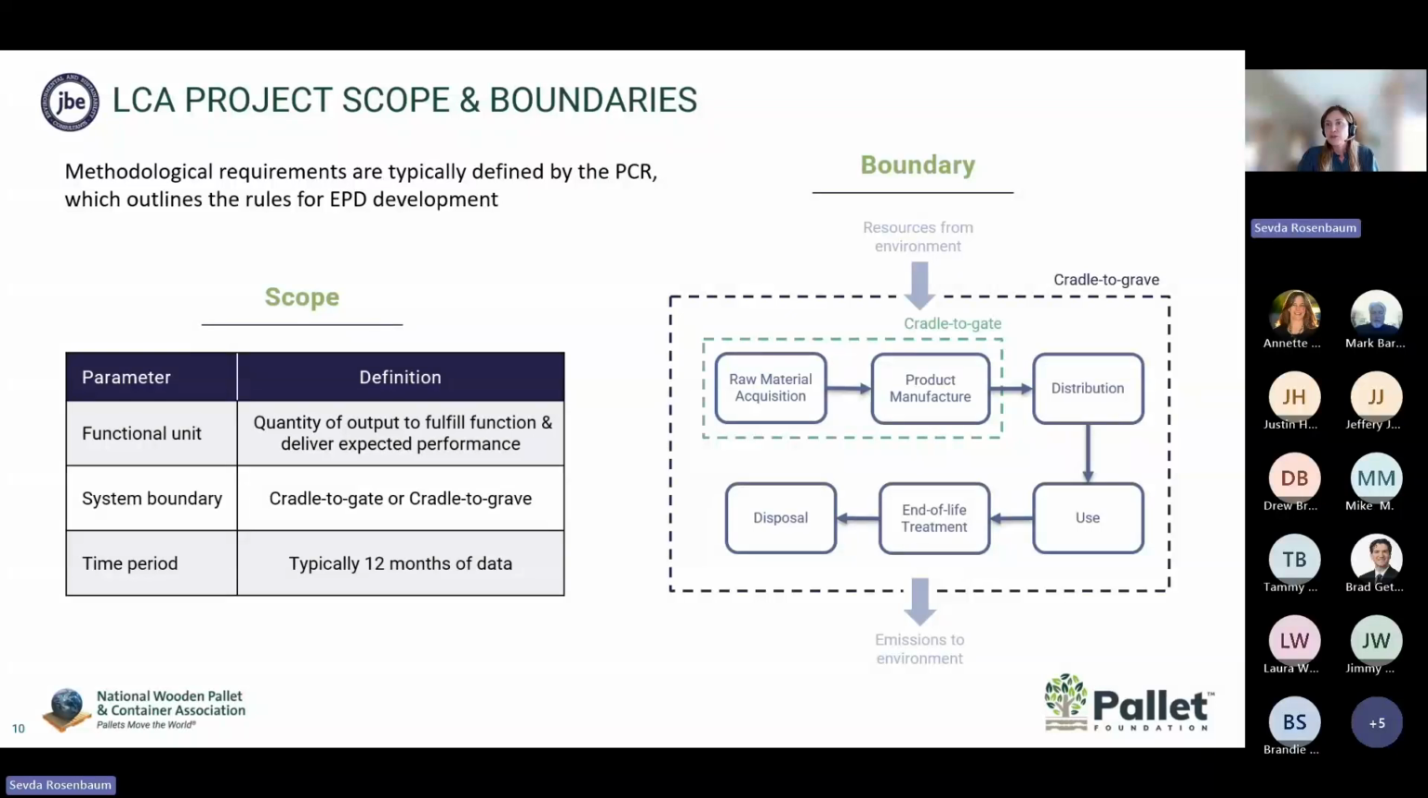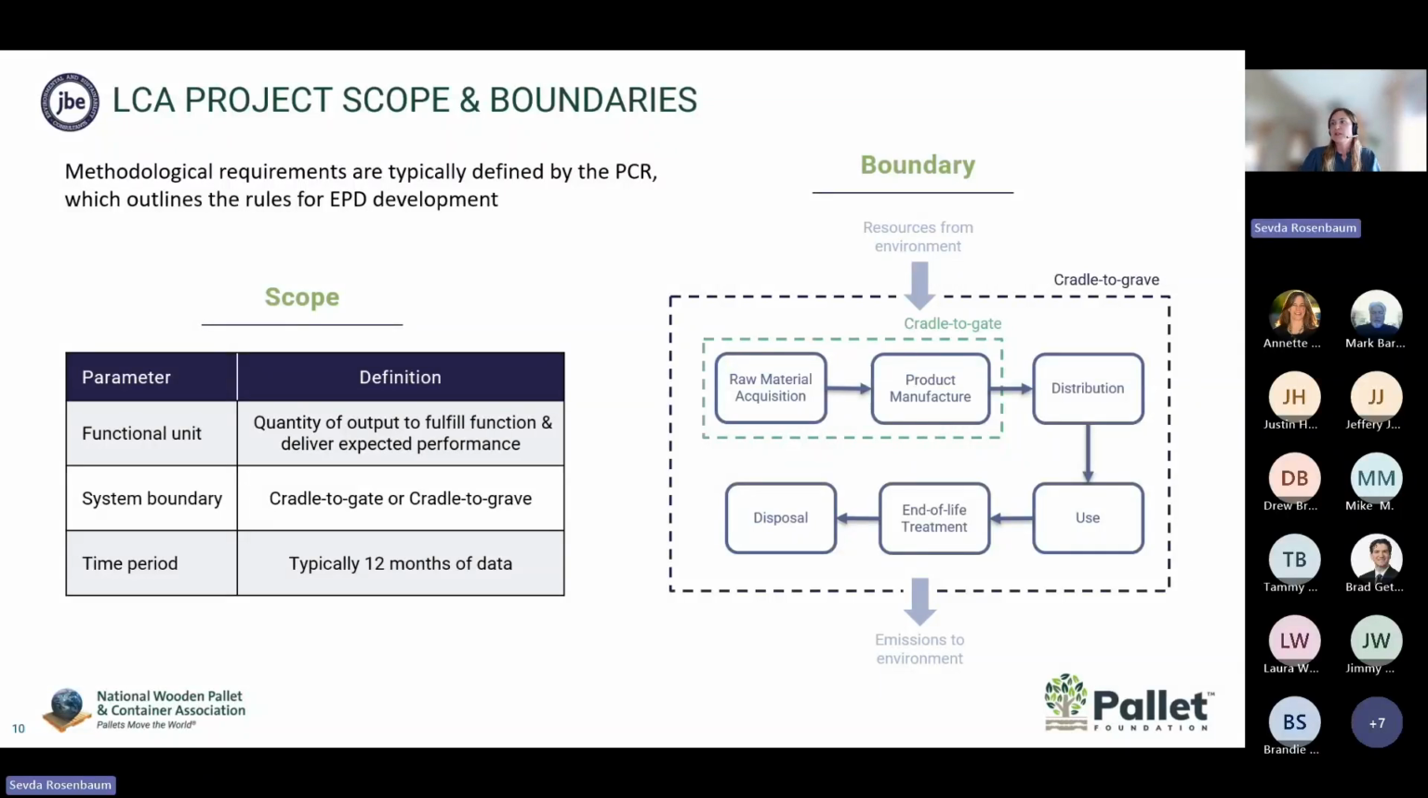A product category rule, which is PCR, sets rules for the LCA methodology that's used to generate an EPD. This includes the system boundary options, scope details, and other requirements as well. In this work, the updated PCR for wooden pellets is the one that we are going to be following, which defines the rules for the study.